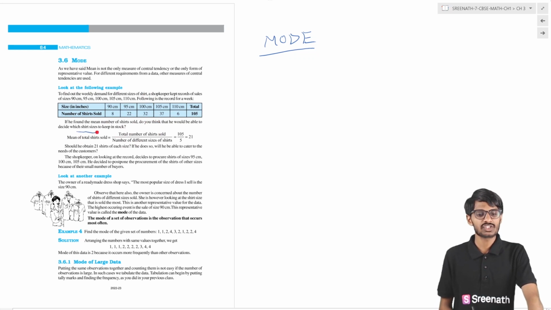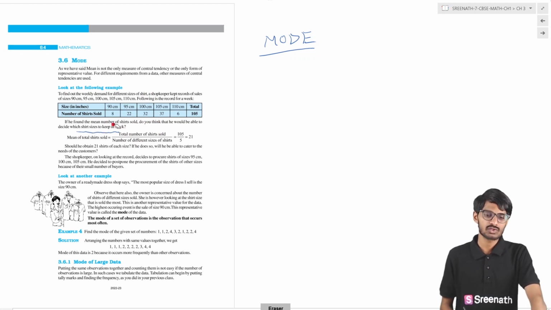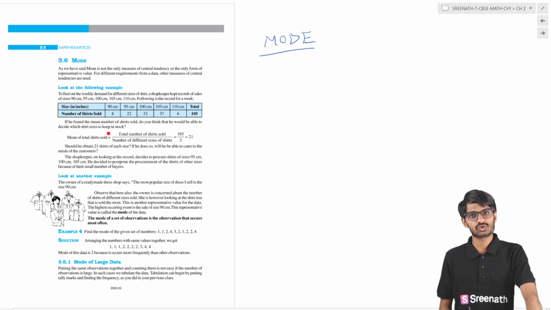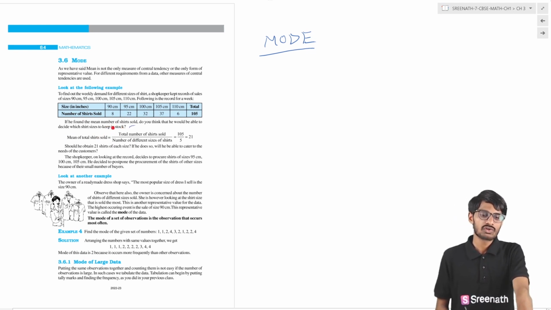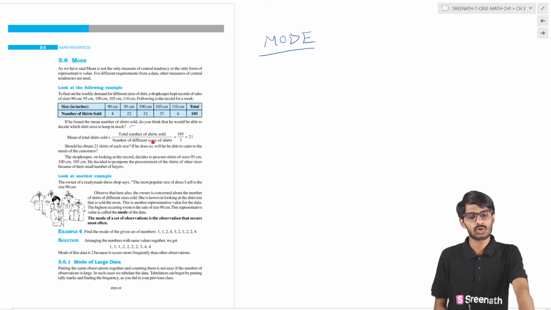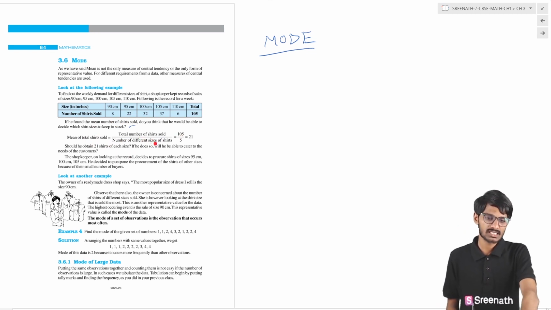So which shirt sizes should be kept in stock? The sizes of shirts that are selling rapidly are the ones you have to keep in stock. For this, if we find the mean, what happens? The mean is the total number of shirts sold, that is 105 shirts, divided by the number of different sizes. There are 5 different sizes, so that will give 21.